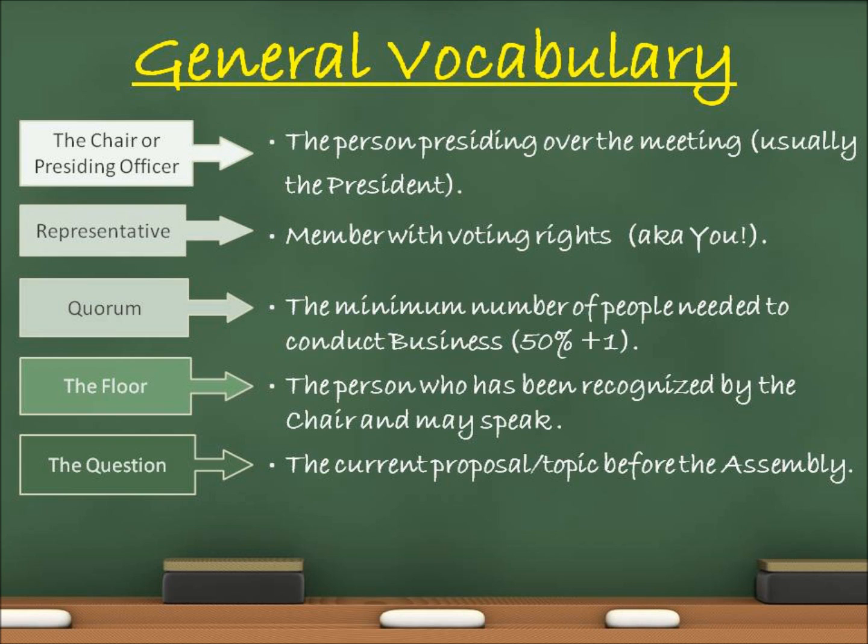General vocabulary. The first vocabulary word you will need to know is the chair or presiding officer. The presiding officer is the person presiding over the meeting, usually the president. The second vocabulary word is representative. A representative is a member with voting rights, aka you. The next word is quorum. A quorum is the minimum number of people needed to conduct business, 50% plus one.